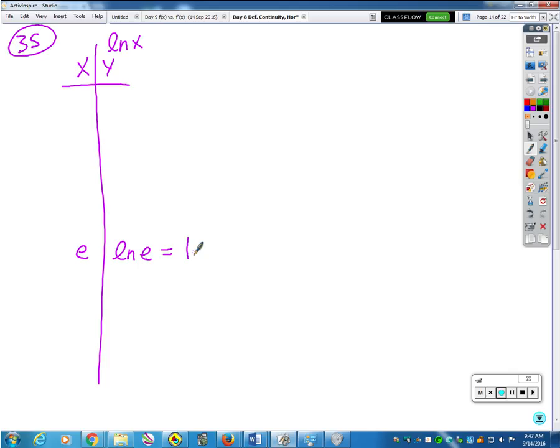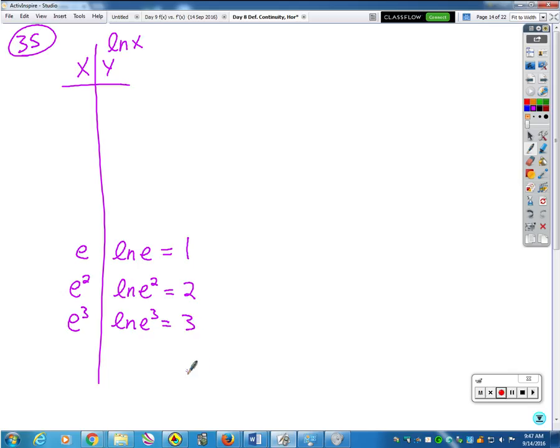Okay, there's a really easy pattern. To pick up on the pattern, what you need to memorize is very simple. So e squared. If I plug in e squared, the natural log of e squared turns out to be 2. If I plug in e cubed, the natural log of e cubed turns out to be 3.